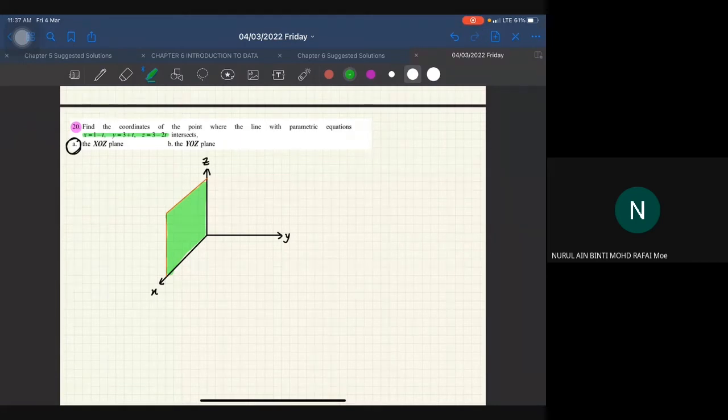Alright, so iklan. Ada kapal lalu atas rumah.